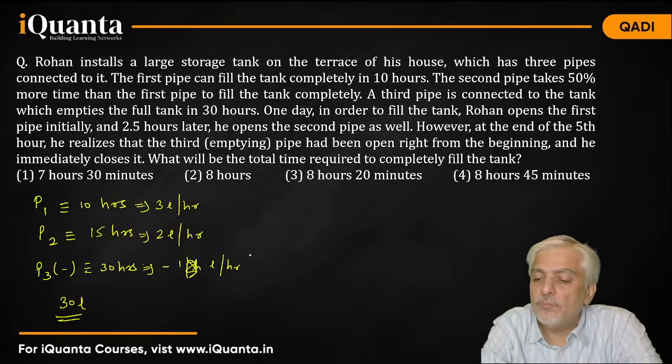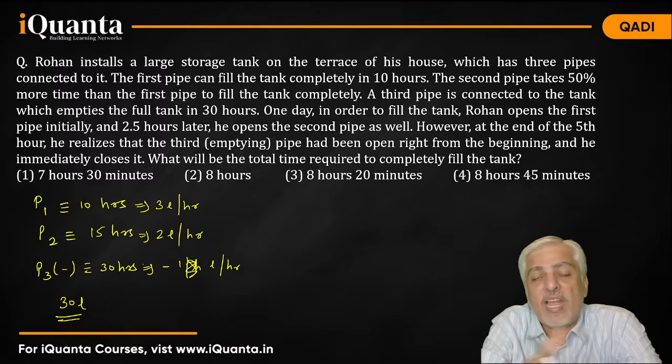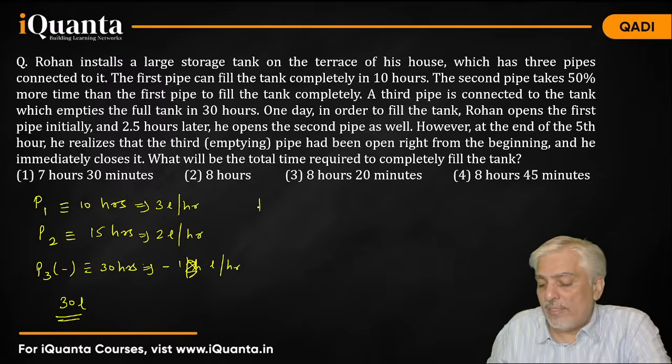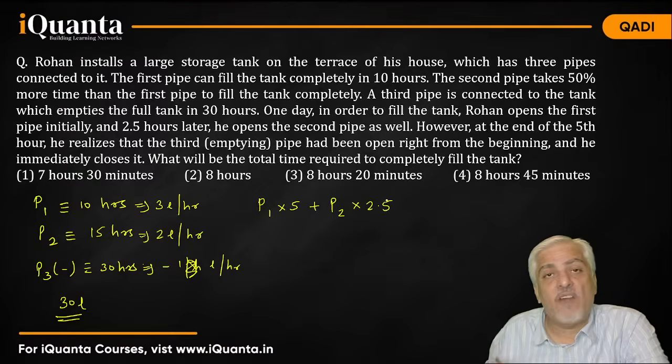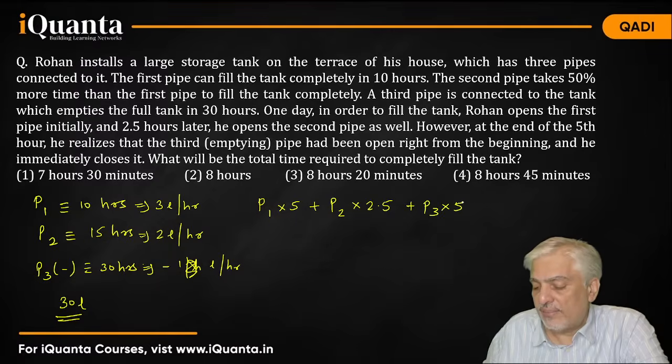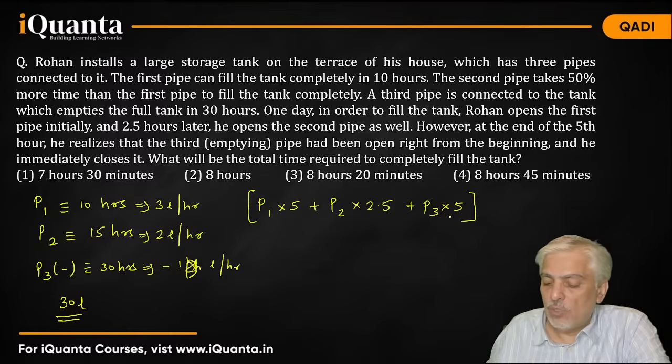Okay, now read the question carefully. What they said, initially, after 5 hours, he realized that pipe 3 also was on. So pipe 1 is on for 5 hours. Pipe 2 is on for 2.5 hours because he started after 2.5 hours. And pipe 3 was on for 5 hours. This is the first part. So what will we get? 5 threes are 15.